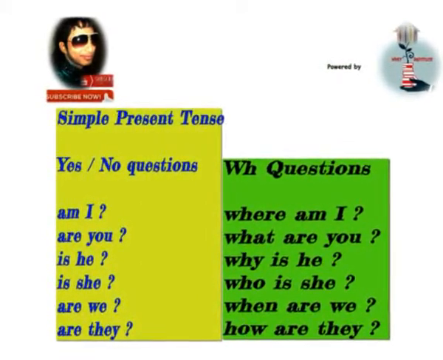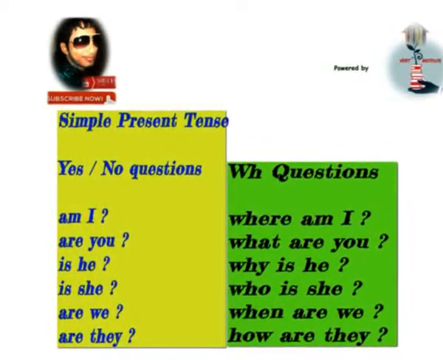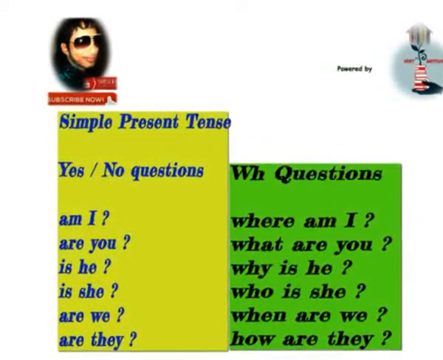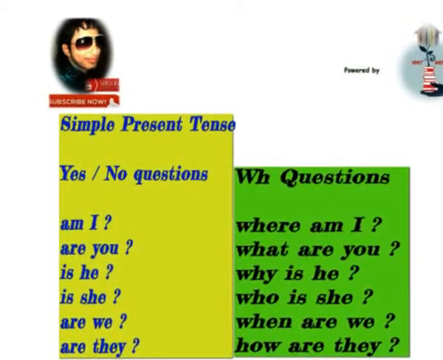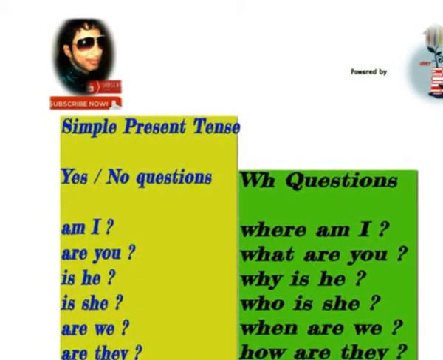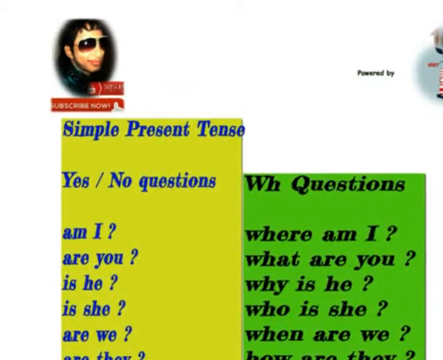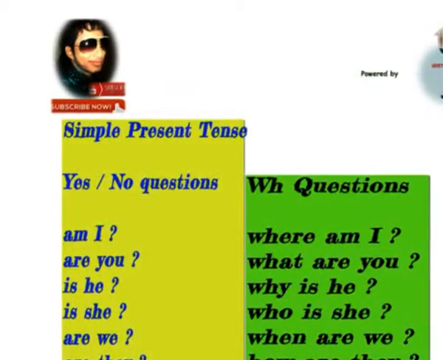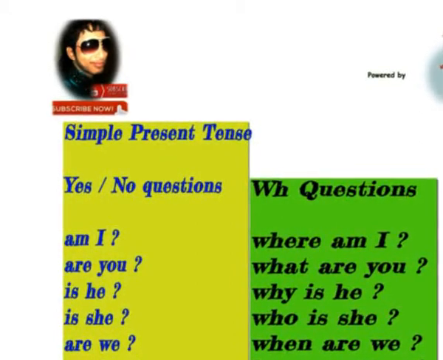Now coming to the question in simple present tense. When you are asking something, you know how to make questions. You just have to add your be verb before your subject. So here the subject is I and there is no other verb. So am is a be verb which you use before the subject to make a question. If your sentence is I am, you just make it am I, and it becomes a question.